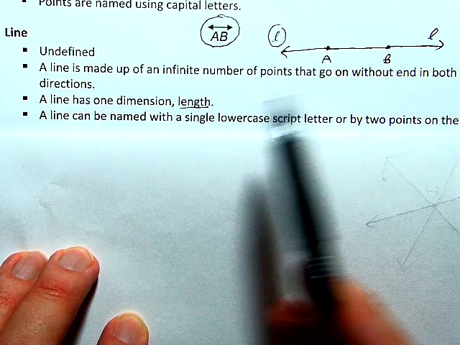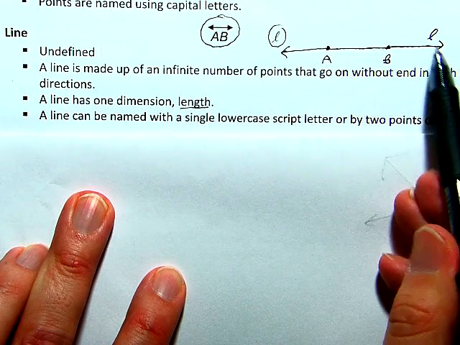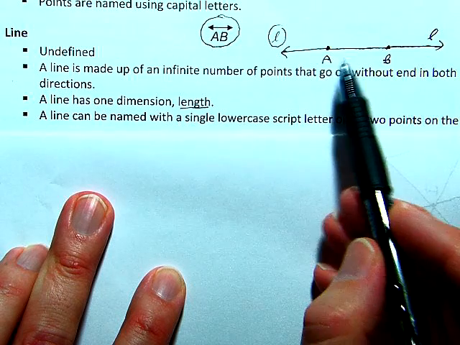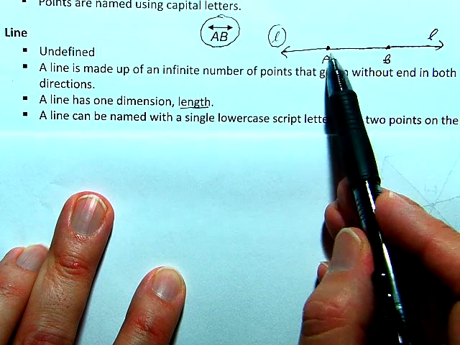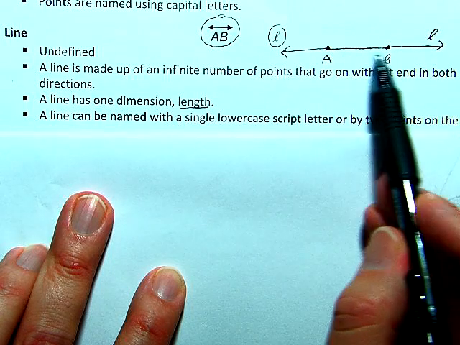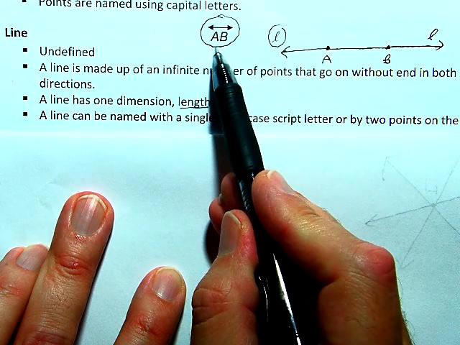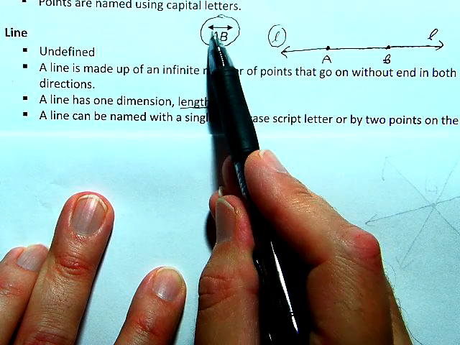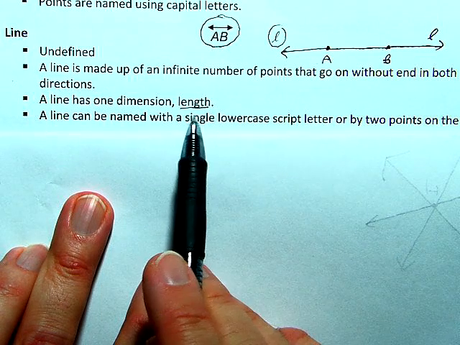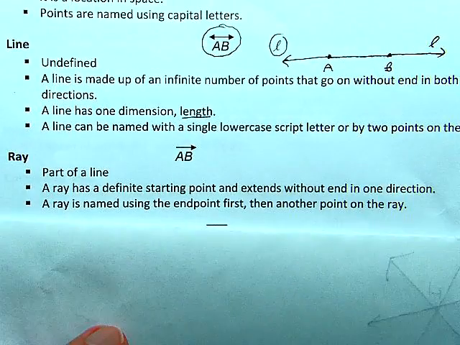So we can name a line with either a single lowercase script letter, in this case I've named it with a little l there, or by 2 points on the line. Since points A and B are on this line, 2 points determine a unique line, and therefore the line that goes through points A and B is denoted by this symbol, which is AB with a double arrowed line on top of it. A line has only one dimension, which is length. It has no width.